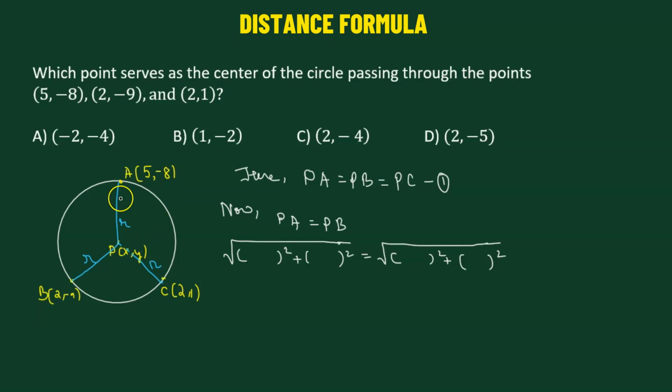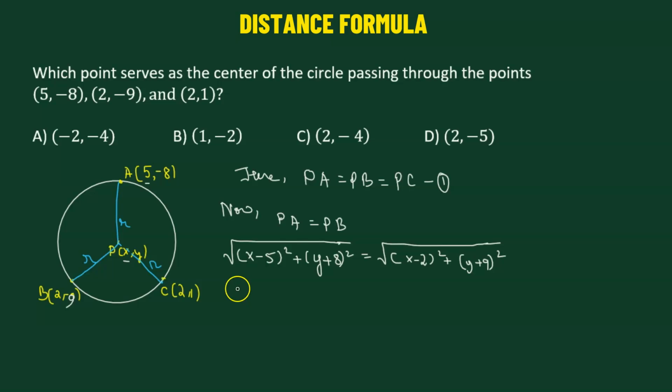Since we are doing PA, the difference of the x coordinate will be, take the x coordinate of P and from it subtract the x coordinate of A. So we have x minus 5. Similarly, for the difference of the y coordinate, we will have y minus -8, so that becomes y plus 8. For PB, we have x minus 2, and since this is -9, we have y plus 9. Okay, so let's get rid of the square root by squaring both sides.